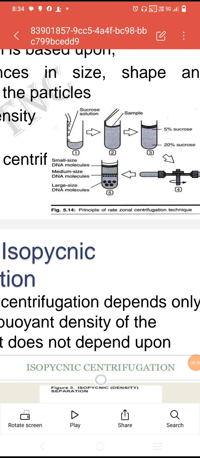So we can take it as the rate zonal centrifugation technique, and finally we get the small size DNA molecules at the upper region, the medium size DNA molecules in the middle region, and large size DNA molecules at the bottom line. So based on size and shape we get the separation in the resultant solution.